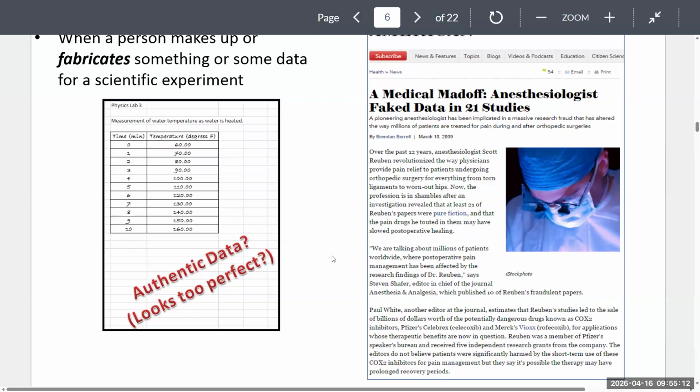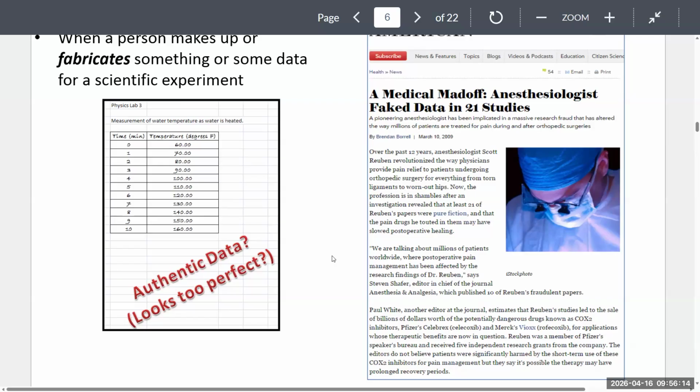Over the past 12 years, anesthesiologist Scott Rubin revolutionized the way physicians provide pain relief to patients undergoing orthopedic surgery for everything from torn ligaments to worn out hips. Now, the profession is in shambles after an investigation revealed that at least 21 of Rubin's papers were pure fiction and that the pain drugs he touted in them may have slowed post-operative healing. We are talking about millions of patients worldwide where post-operative pain management has been affected by the research findings of Dr. Rubin, says Stephen Schaefer, editor-in-chief of the journal Anesthesia and Analgesia, which published 10 of Rubin's fraudulent papers.